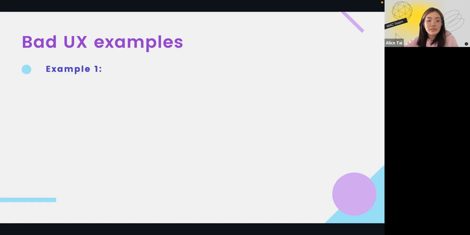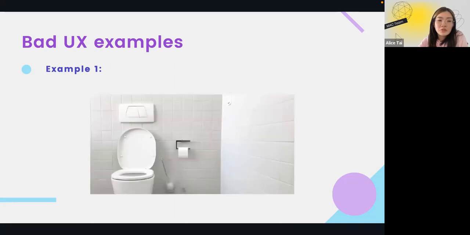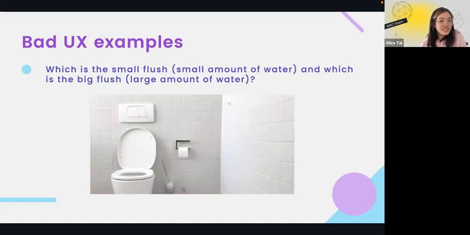Okay, so let me explain about bad UX examples. First example I've got for you is a toilet. And you might be asking, why the hell is she showing me a picture of a toilet? What does that have to do with UX? And the answer is maybe nothing, maybe everything.